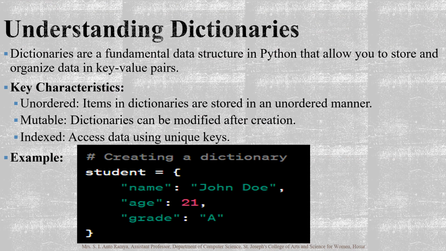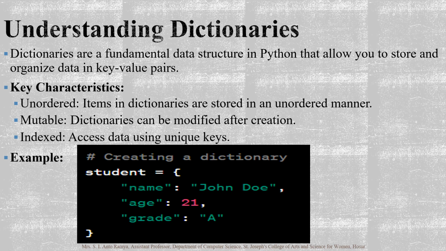So first, let's see about dictionaries. Dictionaries are also fundamental data structures like lists and tuples, but in dictionaries, we'll be storing the values in pairs. Each value will contain the key and its value. So dictionaries are also unordered elements, and it is mutable. Means you can also change the values after creating a dictionary.